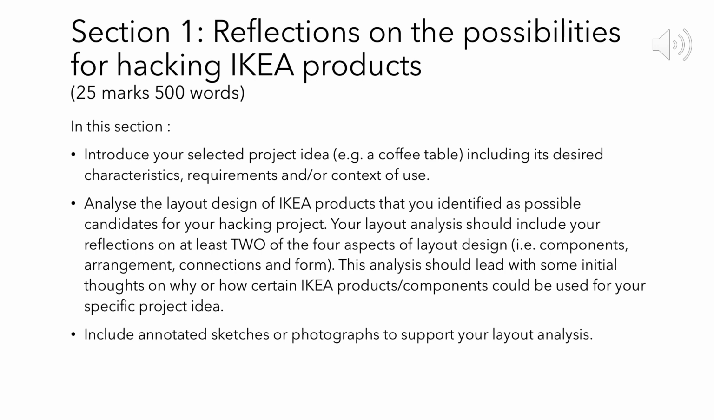So the TMA is in 4 sections. The first section, which is worth 25 marks and gives you a 500-word allowance, asks you to introduce your selected project idea, saying what its desired characteristics and requirements and context of use are. So that's really the specification, just trying to say more about what you wish to do with it.